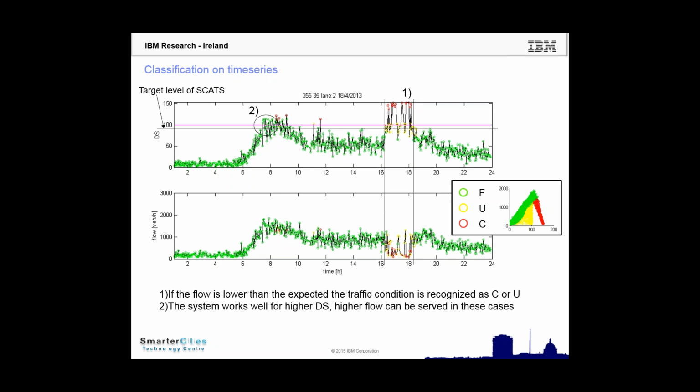So the first thing that we can observe is that if you look at the circle with the number 2, we can see that the system works well even if the degree of saturation is high. So higher flow can be served in these cases. In this case, SCATS will say that the traffic is oversaturated, but this is not true, because if you look at the flow, it is actually going, so the traffic is not stuck.